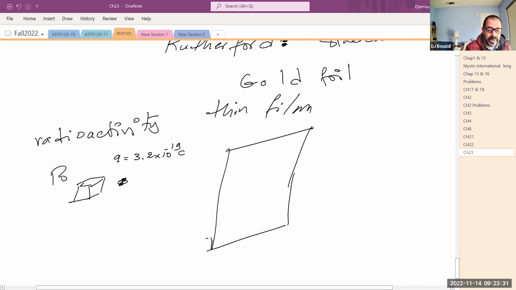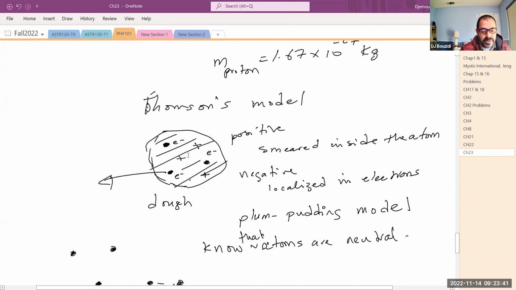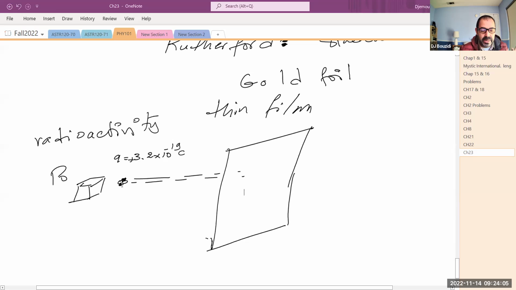So they come in fast and they go through. They're positively charged and they go through the material. This is what he was thinking. Inside the gold atom, there are positive charges, and the electrons are localized in very specific places. Because the positive charge is smeared throughout the entire atom, it's not going to impact the centralized charges. So it's going to hardly impact it.